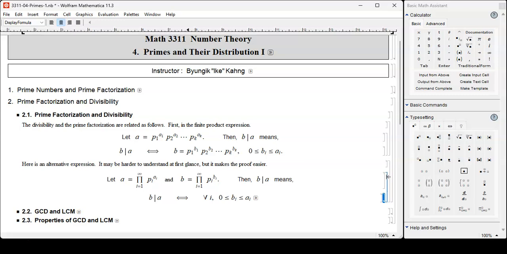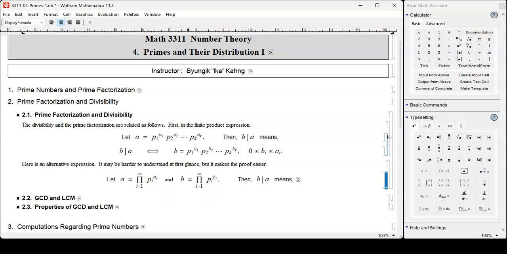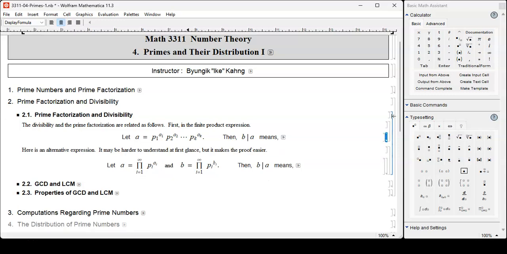So what if you have a divisibility? That means all the prime factors of the divisor must belong to the dividend, and then the powers must be less than or equal. That's the criterion.